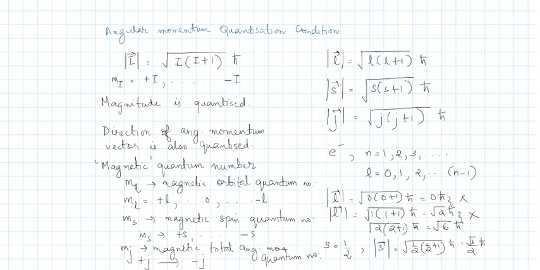The directions that the angular momentum vector can take in space are such that the projections onto a reference direction are quantized in units of h cross, and the projections should differ by unity.